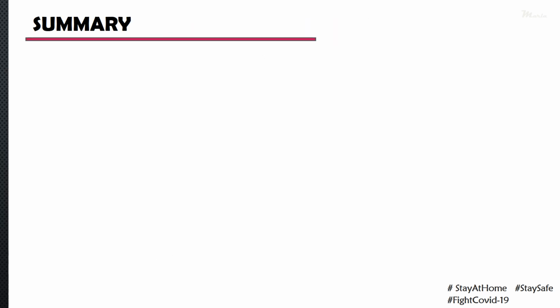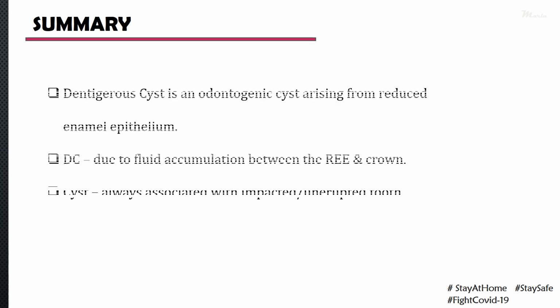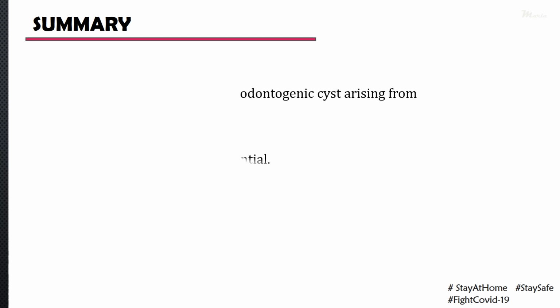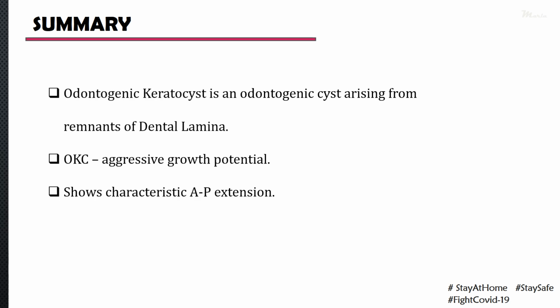So that was all about our topic for today. To summarize, dentigerous cyst is an odontogenic cyst arising from reduced enamel epithelium. The dentigerous cyst is formed due to accumulation of fluid between the reduced enamel epithelium and the crown. The cyst is always associated with an impacted or unerupted tooth. Odontogenic keratocyst, on the other hand, is an odontogenic cyst arising from remnants of dental lamina. The odontogenic keratocyst has aggressive growth potential. It shows a characteristic anterior-posterior extension.